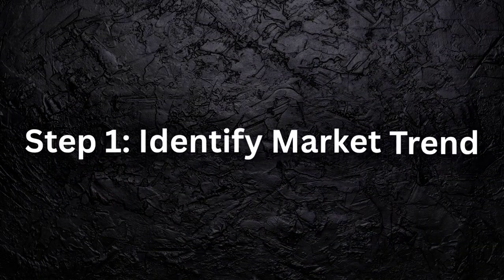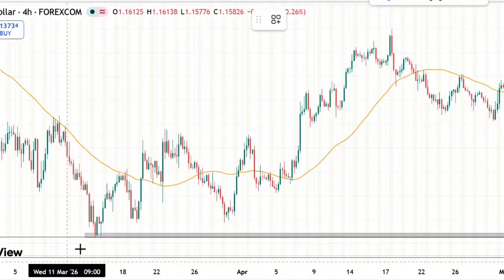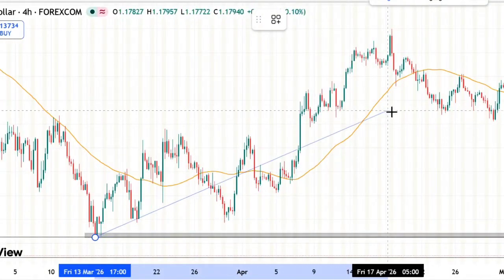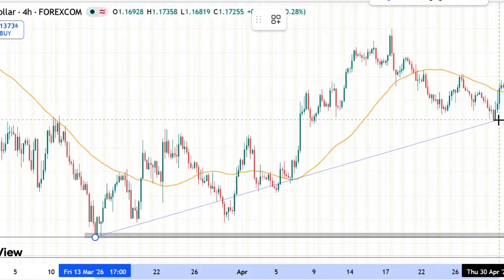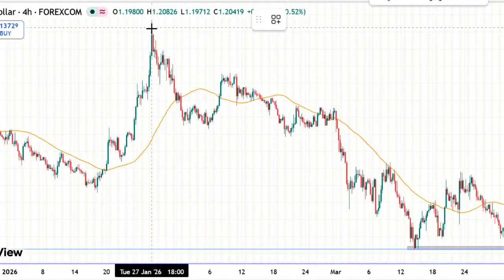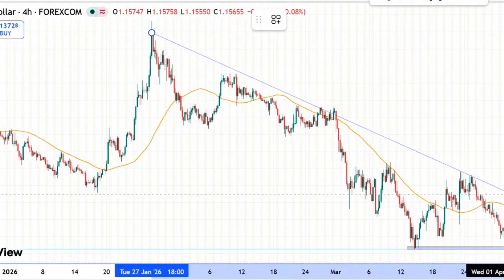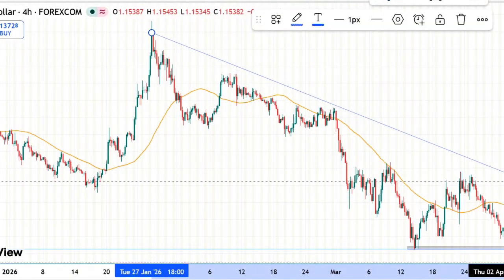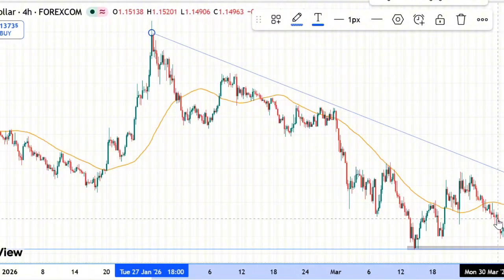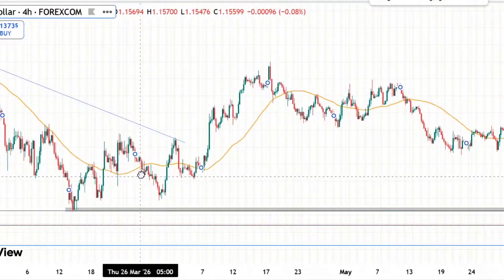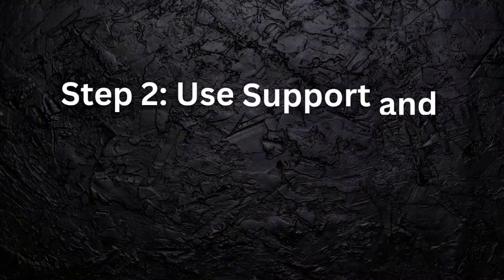Now, let's talk about the real strategy. And step number 1, we will be talking about identifying the market trend. As you can see, in an uptrend, look for buy signals. I'm understood. In a downtrend, look for sell signals. I'm understood. Never trade against the trend blindly. All right. That's why we always tell you guys to always analyze your chart from a higher time frame before you get into any market.